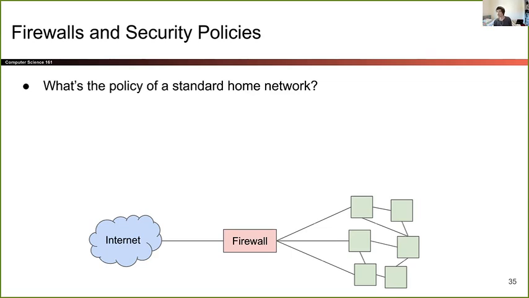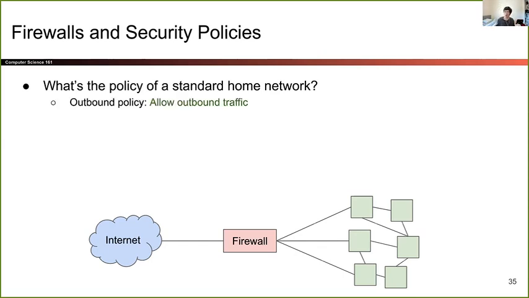What is the policy of a standard home network? Let's talk about outbound policy first. What traffic are you usually allowed to connect to on the internet? Is your home network usually blocking all internet websites? Or does it usually allow all traffic through? All right, maybe people aren't too sure about policy, so I'll get into it.